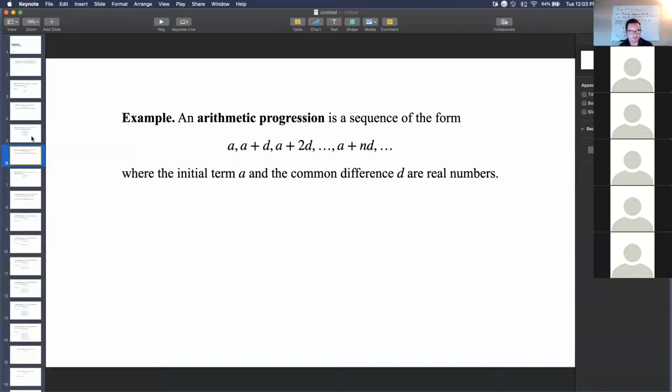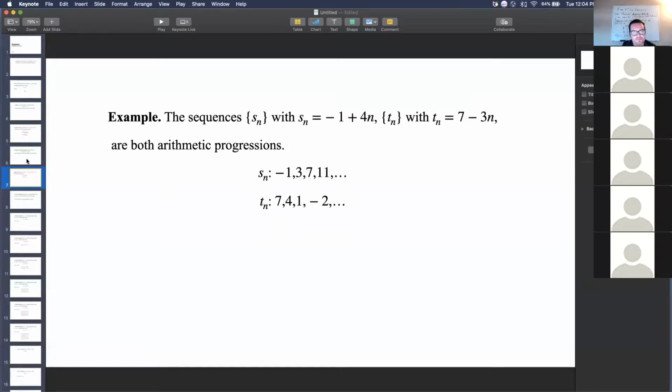Okay, another type of progression. An arithmetic progression is a sequence of the form multiples of some common difference, basically. So we have a plus 0 times d, a plus 1 times d, a plus 2 times d, and so forth and so on, where the initial term is a and the common difference is d, and they're both real numbers. So let's look at some examples. The sequence s sub n with initial term -1 and common difference 4, the sequence t sub n with initial term 7 and common difference -3. Okay.